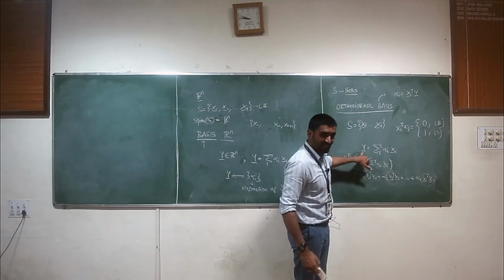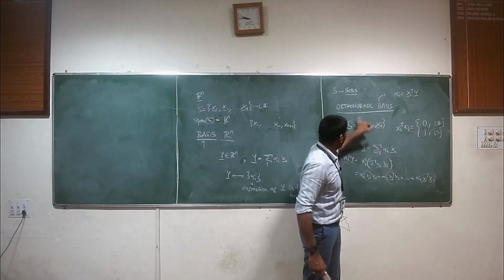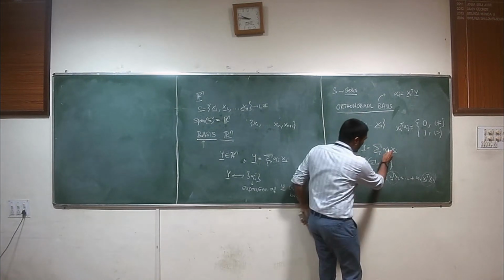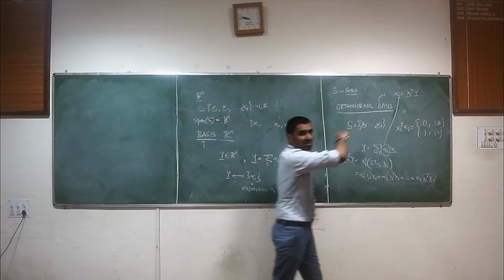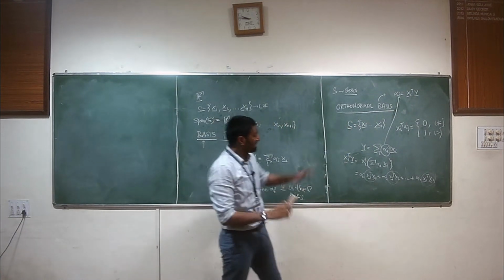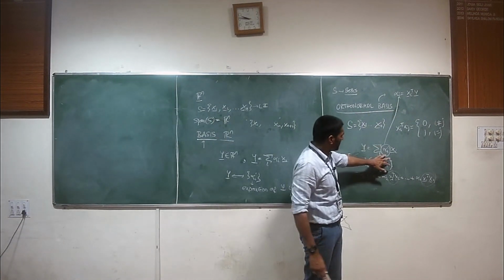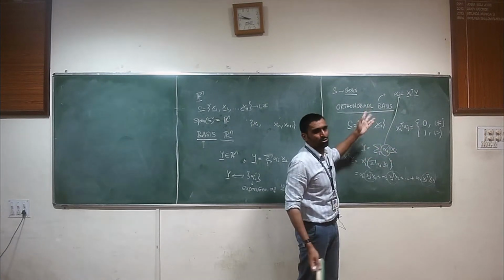Right. If you have an orthonormal basis, you can compute these alphas very easily. That is the only advantage you get: computing these alpha i's is very easy if you have an orthonormal basis.